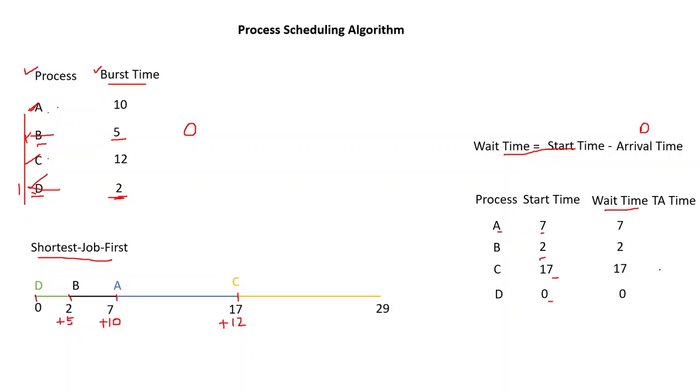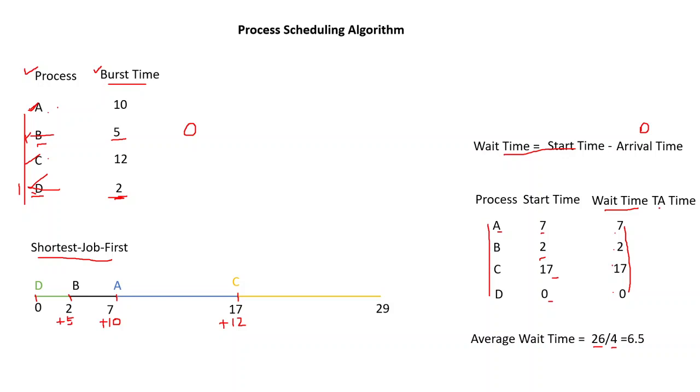Now, based on the individual wait time of each process, we need to compute the average wait time. The average wait time is nothing but the summation of these 4 wait times divided by the number of processes. In this case, it is 7 plus 2 plus 17 plus 0, which is equal to 26, divided by 4, the number of processes A, B, C, D.